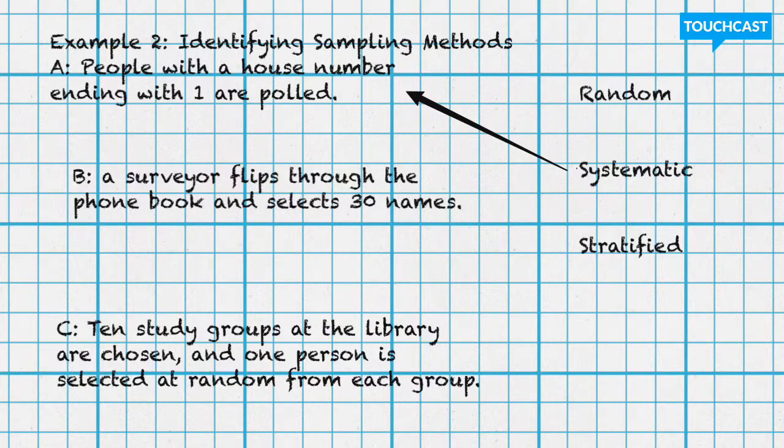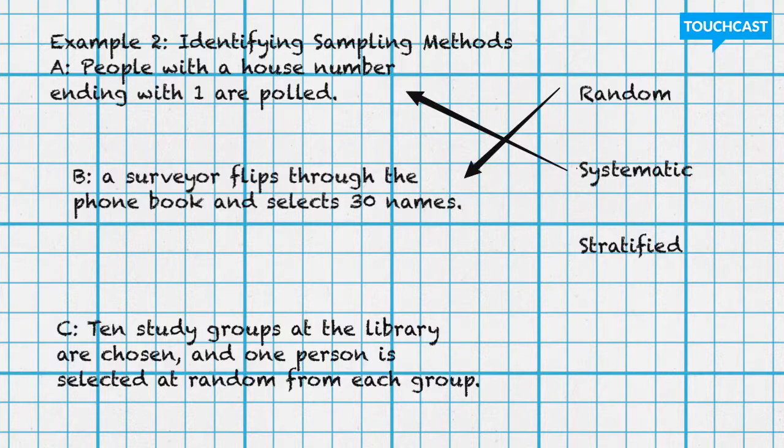How about B? A surveyor flips through the phone book and selects 30 names. That seems pretty random to me. Each person in the phone book has the same chance of being picked. So B is a random sample.